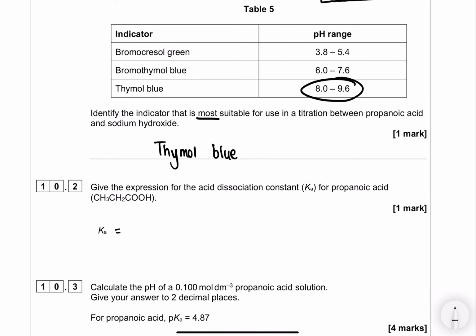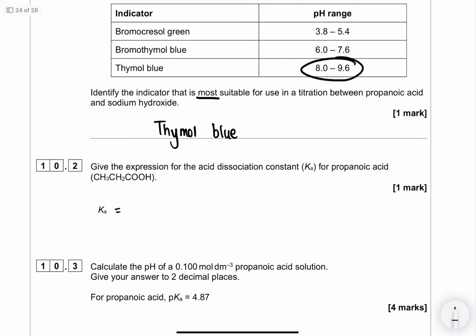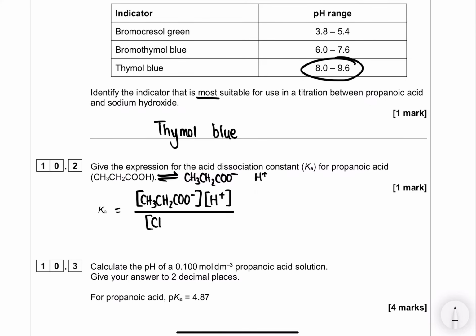So the dissociation constant for propanoic acid: when it dissociates, it becomes CH3CH2COO minus and H plus. So our top line is the concentration of the dissociated ions, the propanoate ion and the hydrogen ion, over the formula of the undissociated acid in square brackets to represent concentration.